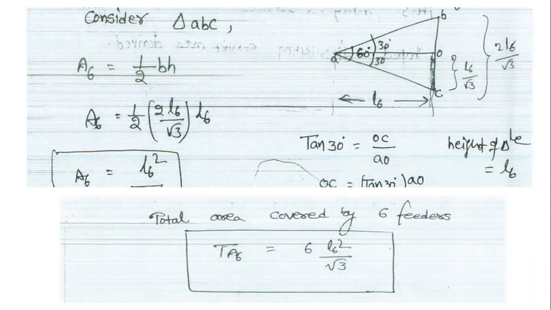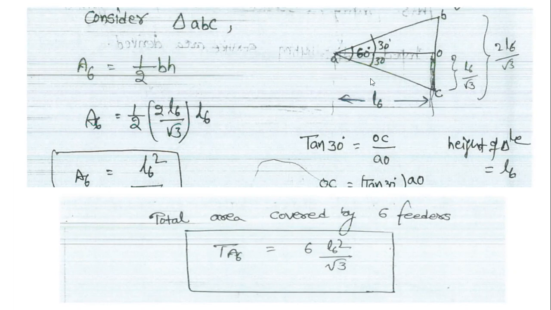A6 is the area for the single feeder, that is, the area of triangle ABC. What is the formula? It is half into base into height. What is the base?